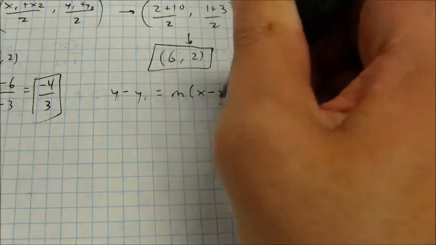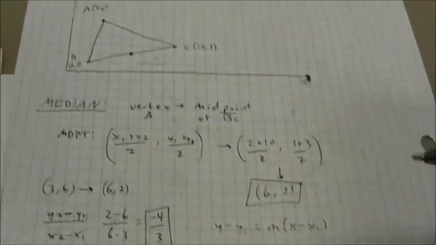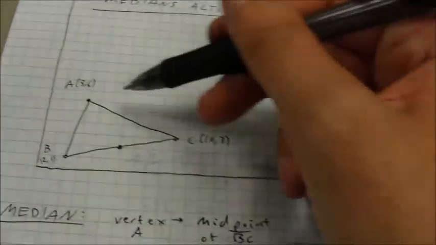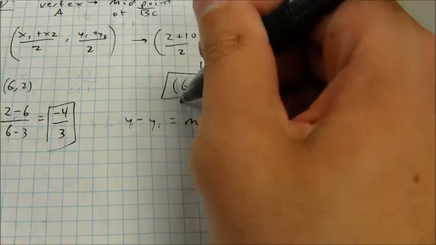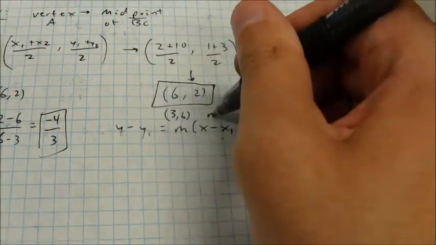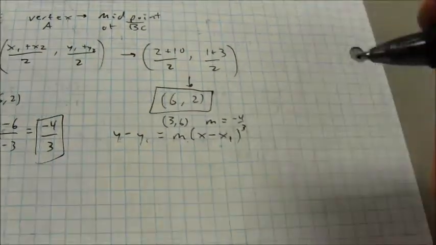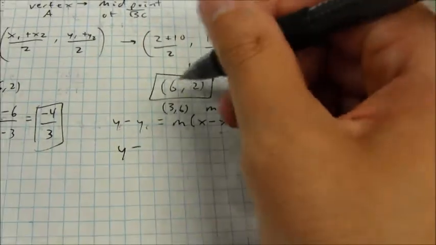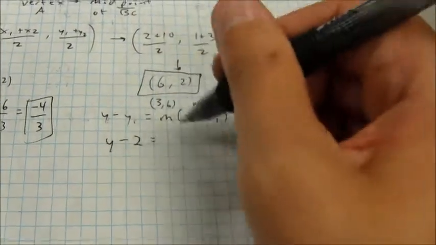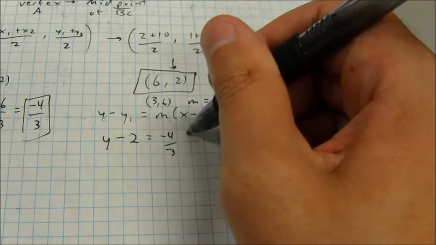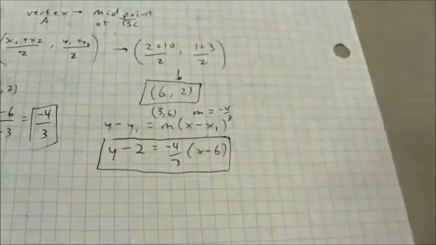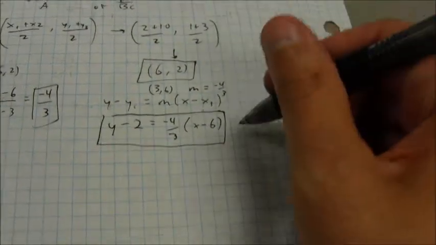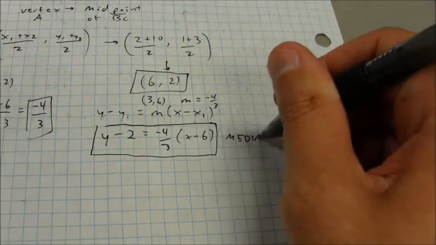y minus y1 equals m times x minus x1. It does not matter which point I use on the line. I'll use the vertex point of 3, 6. So I'm using the point of 3, 6, and I'm using the slope of negative 4/3. So that's going to be y minus the y coordinate equals the slope times x minus the x coordinate. And I have the equation of my median line.